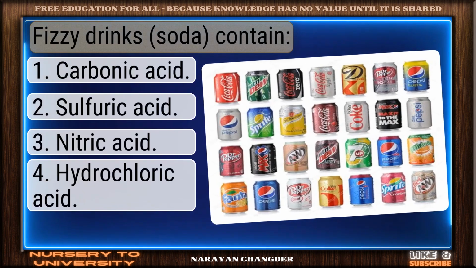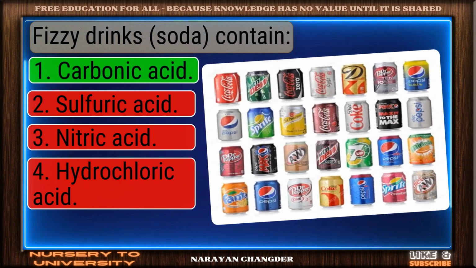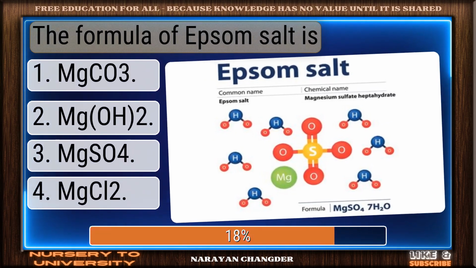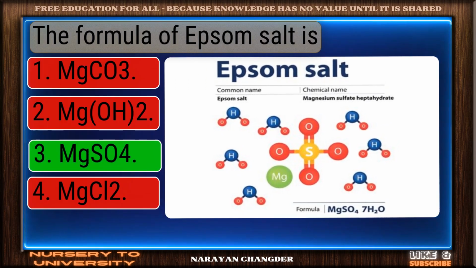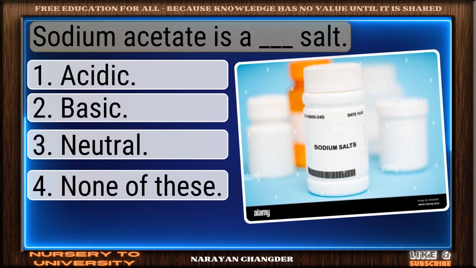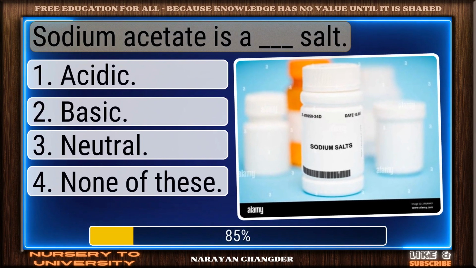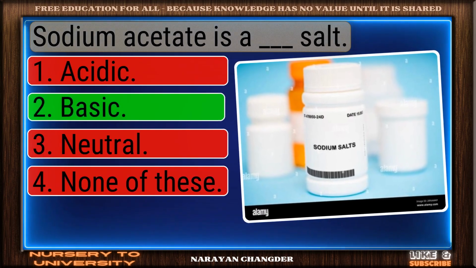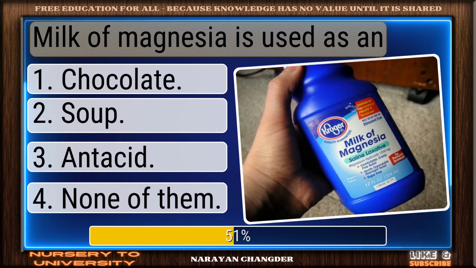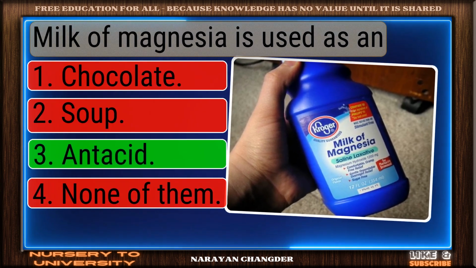Fizzy drinks contain... You got it. Carbonic acid fits. The formula of Epsom salt is... Strong choice. MgSO4 is right. Sodium acetate is a dash salt. Great job. Basic is accurate. Milk of magnesia is used as an... You're right. Antacid is correct.